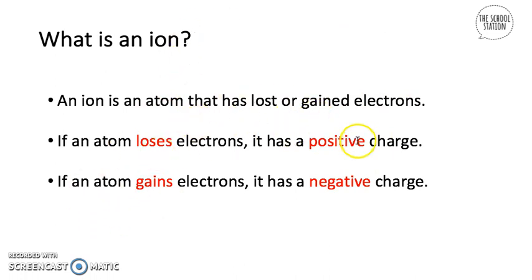The way I like to remember that if an atom loses electrons it has a positive charge is to think of giving something to charity. You're doing a good thing, and that is positive. And if an atom gains electrons, it's like taking stuff away from people without permission. It's negative, it's a bad thing. So if an atom loses electrons, like giving to charity, it is positive, so it has a positive charge. And if you take something away from people, it is negative, so it has a negative charge.